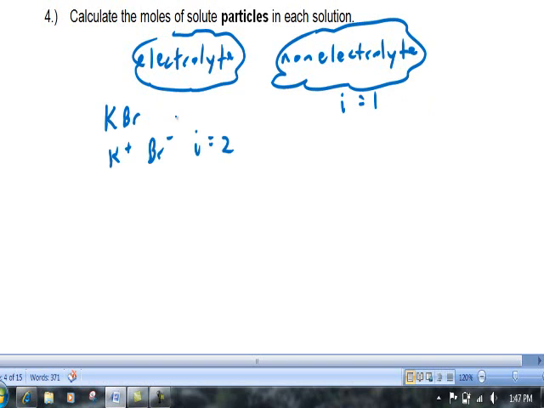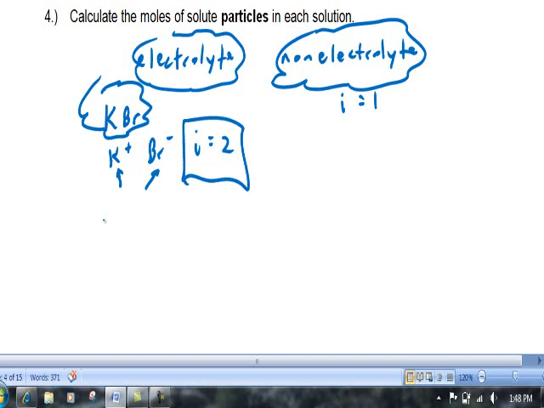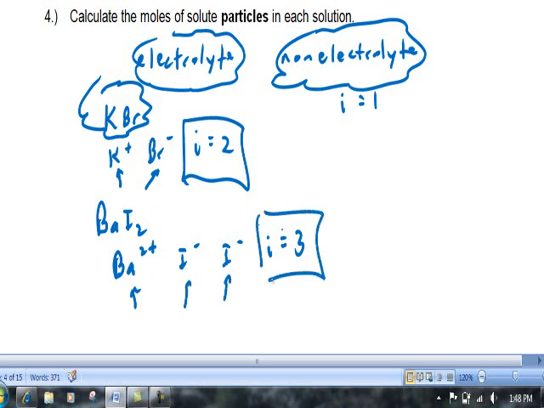For example, if we had an ionic compound, potassium bromide, when potassium bromide goes into solution, it's going to break apart into potassium ions and bromide ions when it's in the water, and the i value for this would be equal to 2. If we had something else, say barium iodide, we'd find that barium iodide breaks into barium 2+ and two iodide ions, and our i value would be equal to 3.